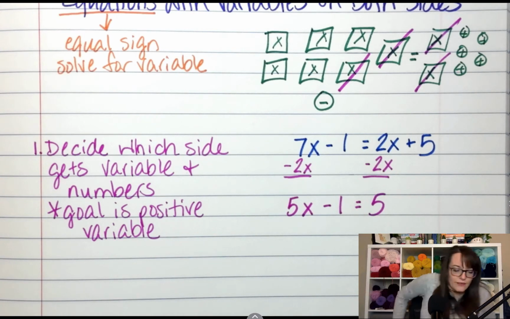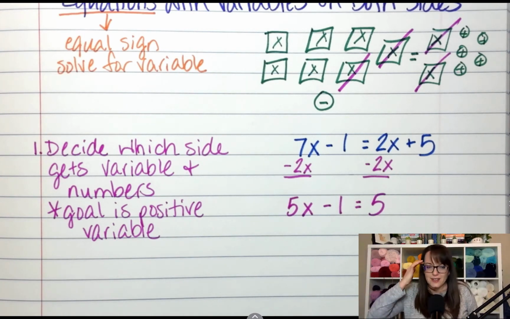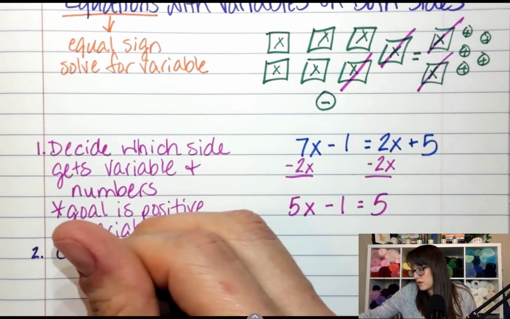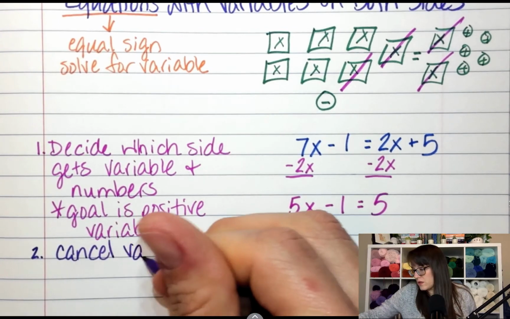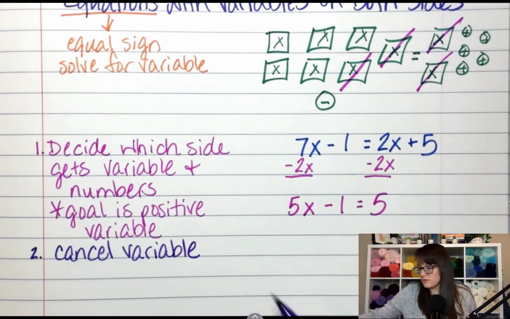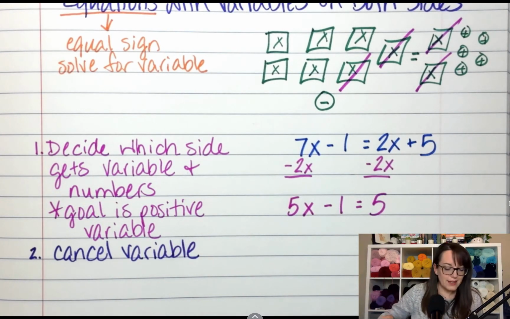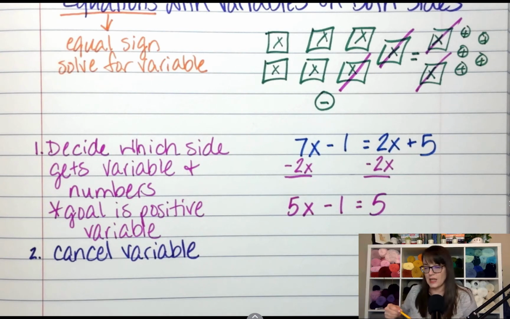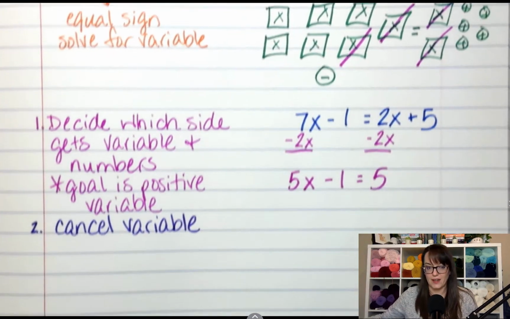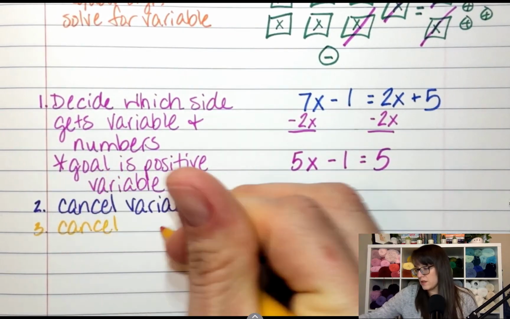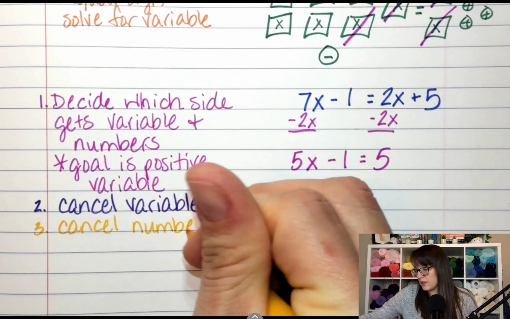The other thing I'd like for you to do first is cancel out variables first. Focus on those variables first. So we canceled the variable first. So we did that. Check. That was done. Now we need to cancel the numbers. So the next thing we're moving towards after we've got the variables is now we need to cancel out that number. So next we're going to cancel the number.